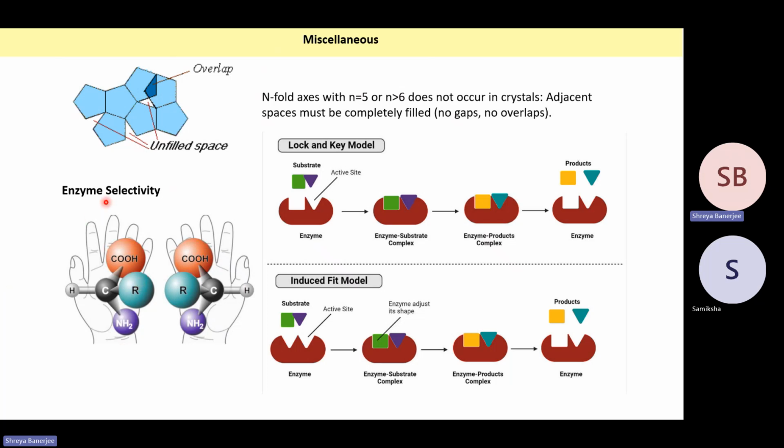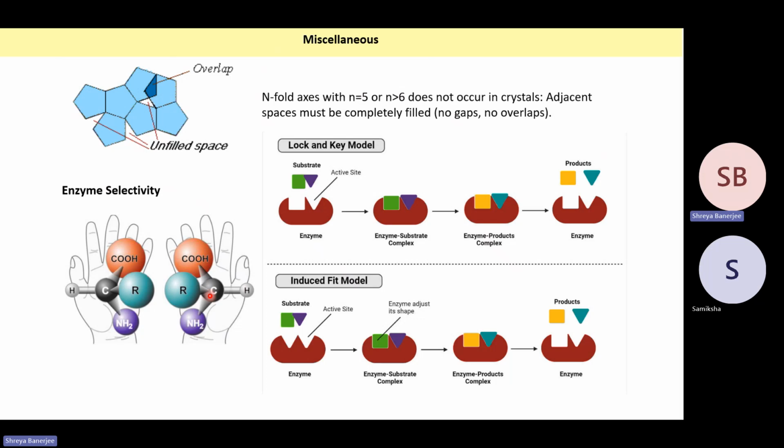And another thing is the enzyme selectivity. The enantiomers, the non-superimposable mirror images, are what lead to selectivity in enzymes. In enzymes, you basically have a certain active site, and the substrate molecule will come and sit in the active site, and the product will be formed. So enzymes are very specific to that particular substrate. It will not react with all substrates. How you can make the enzyme specific to one particular substrate is by taking advantage of the chirality of the molecule.